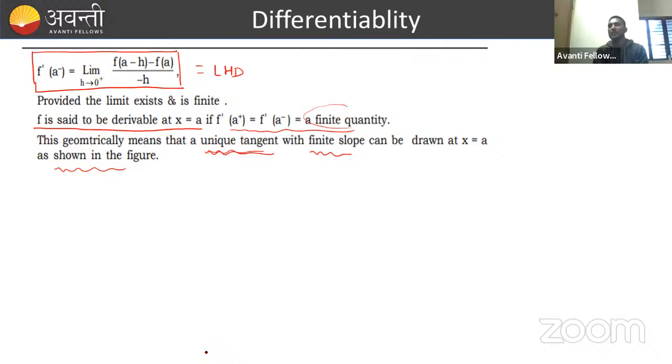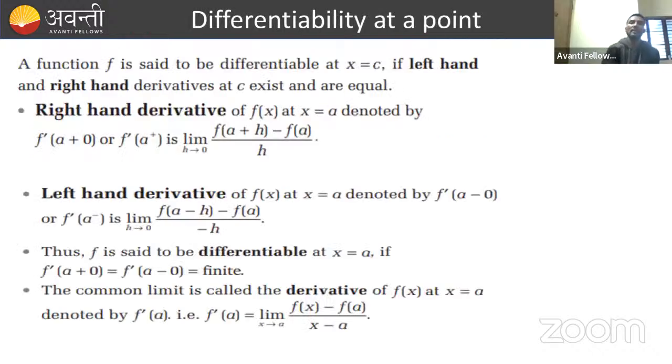If a different slope is coming, it means LHD is not equal to RHD, and that will be a problem. So geometrically, the tangent should be unique. These are the things that I have told you.